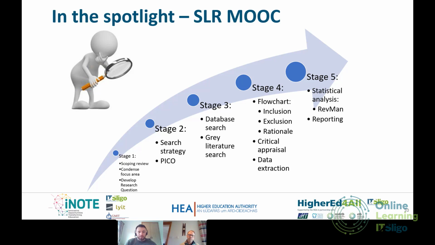So for example, say population. If my population was stroke patients, one search term might be stroke. Another search term might be cerebrovascular accident.